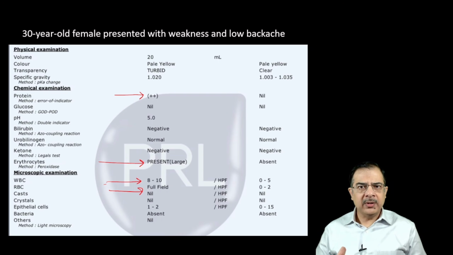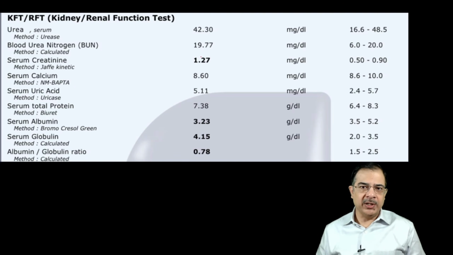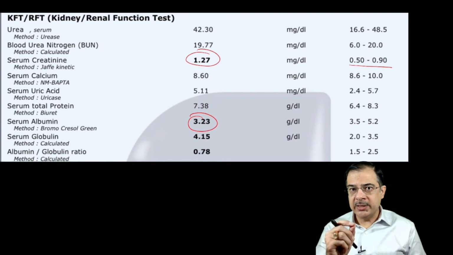So what we checked in this patient: whenever proteinuria comes and the patient comes with weakness, kidney function tests were done. The kidney function test shows creatinine of 1.27. According to the lab, it was on the higher side. Albumin was low. So that means it is some sort of chronic disease. Maybe she is losing protein through the urine.